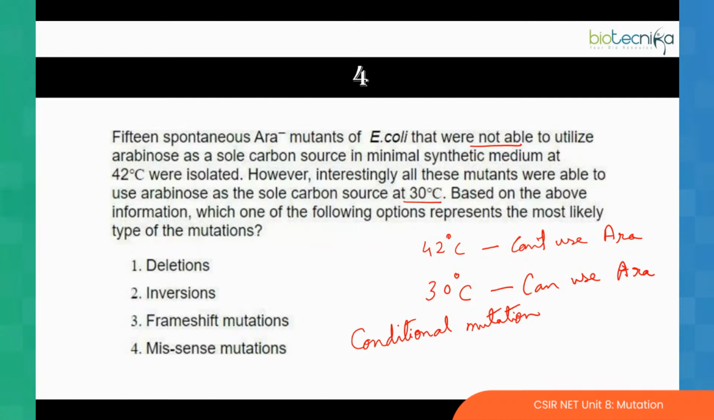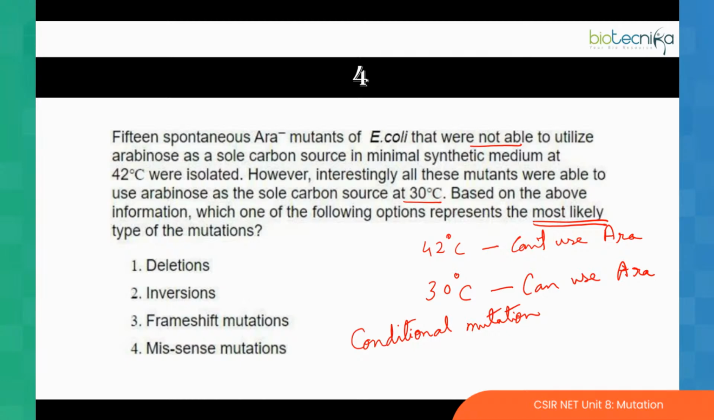Now, when you check the options, is conditional mutation given? No. Okay. So, conditional mutation is there, but if you see the options, deletion, inversion, frameshift mutation, missense mutation, it is asking about the molecular basis of that particular conditional mutation. Based on the above information, which of the following options represents the most likely type of mutation? We don't know which exact mutation has happened. For that, we need to do more analysis.